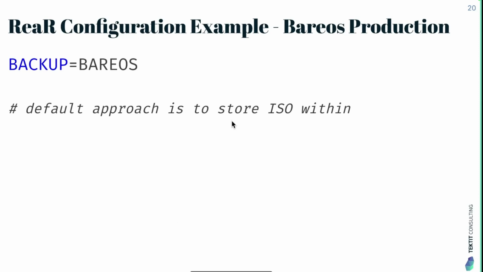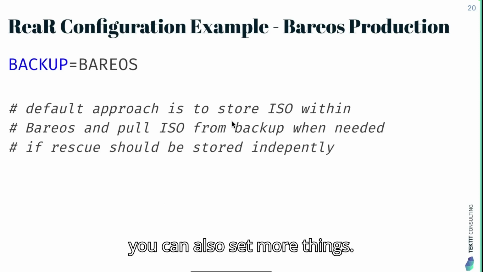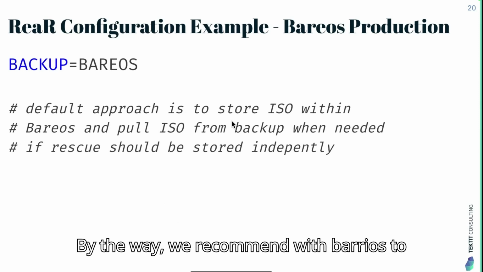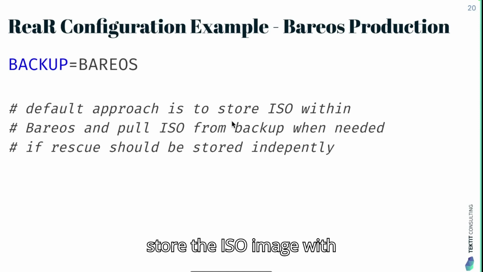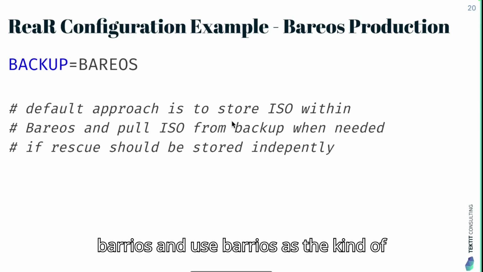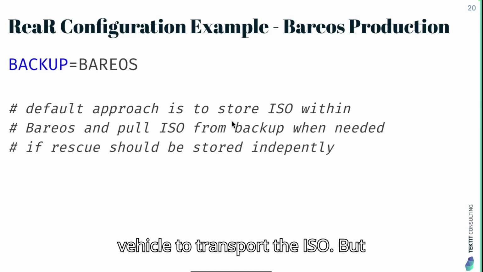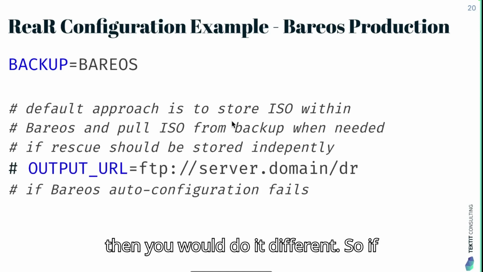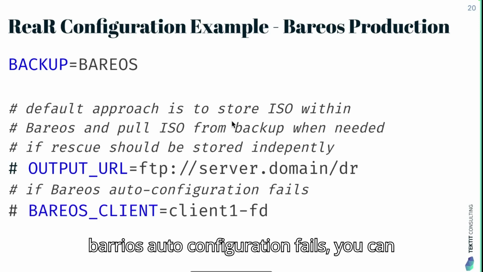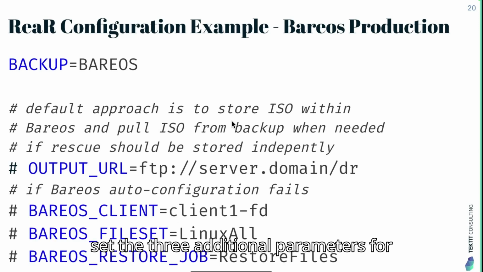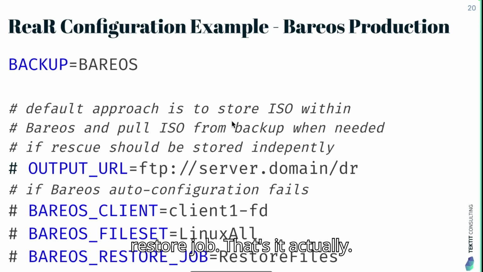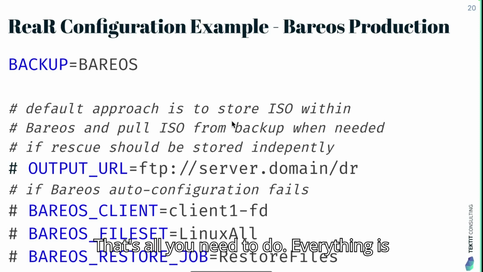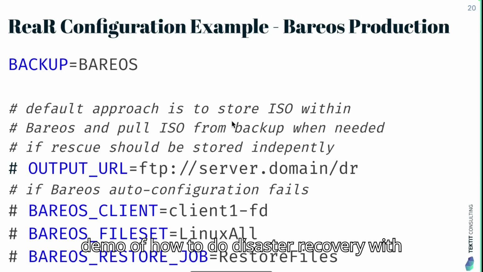If you need to, you can also set more things. By the way, we recommend with Bareos to store the ISO image with Bareos and use Bareos as the kind of vehicle to transport the ISO. But maybe you have another automated setup, then you would do it differently. So if Bareos auto configuration fails, you can set the 3 additional parameters for the Bareos client, the file set, and the restore job. That's it, actually. That's all you need to do. Everything is fully automated. And here we actually said that we want to show you the live demo of how to do disaster recovery with ReaR.